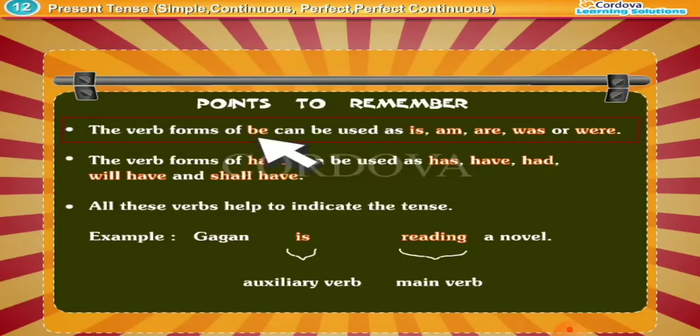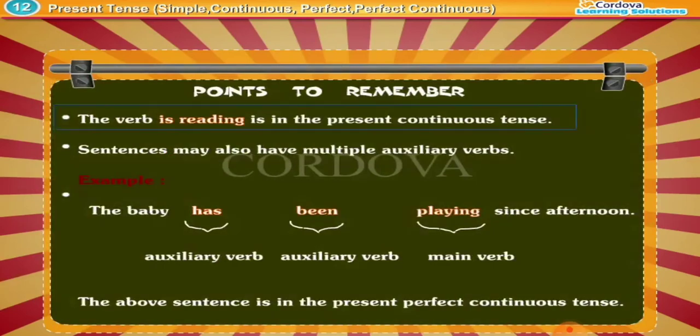The verb forms of be can be used as is, am, are, was, or were. The verb forms of have can be used as has, have, had, will have, and shall have. All these verbs help to indicate the tense. Example: Gagan is reading a novel. The verb is reading is in the present continuous tense.